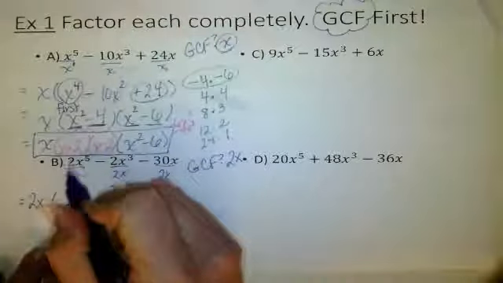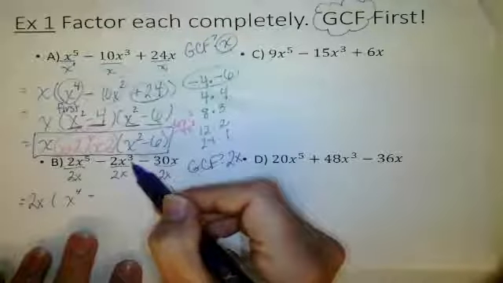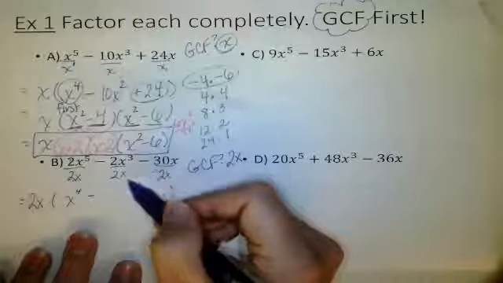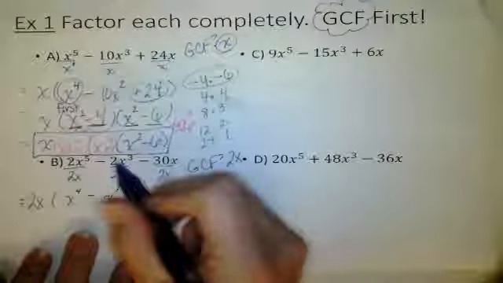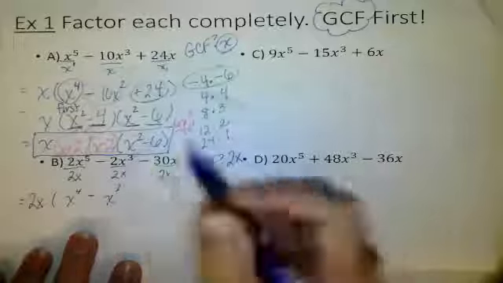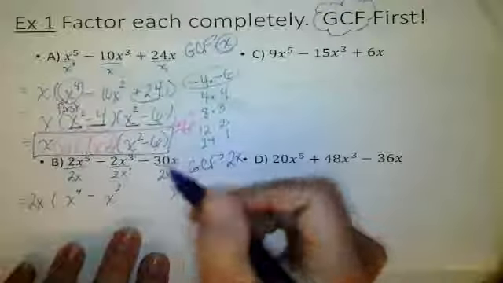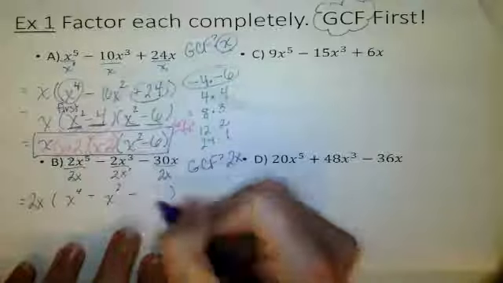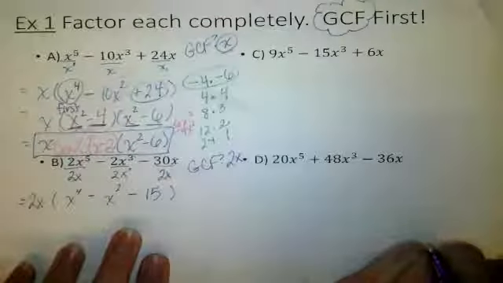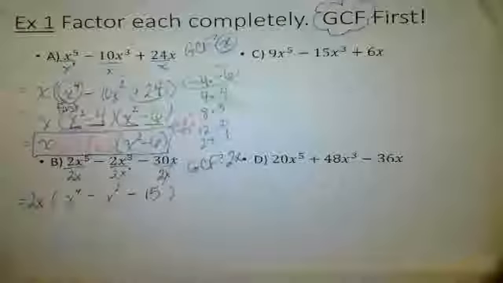2 divided by 2 is 1. And then minus x squared. Again, 2 divided by 2 is 1. X cubed divided by x is going to be x squared. Think about subtracting those powers. And then negative 30x divided by 2x is negative 15. And the x divided by x is 1.